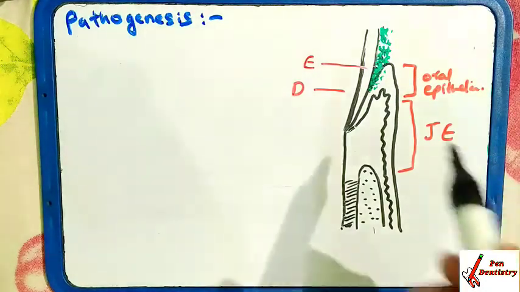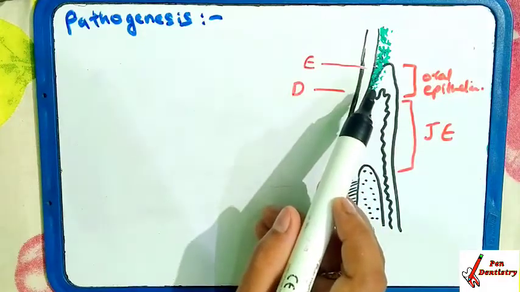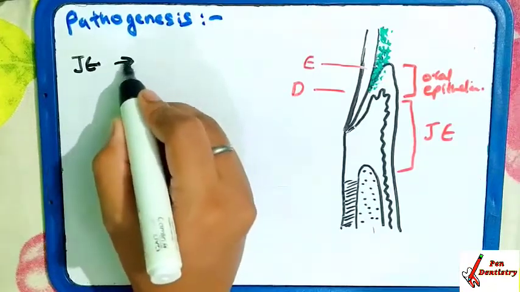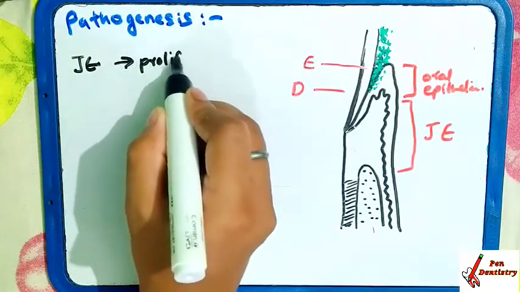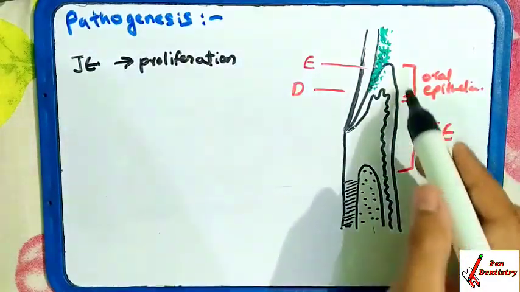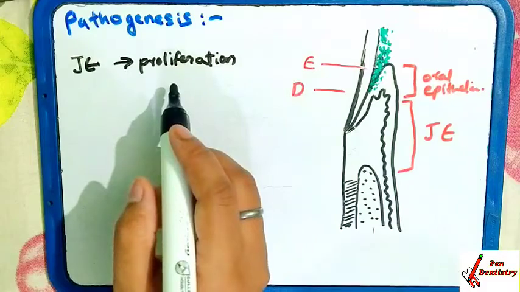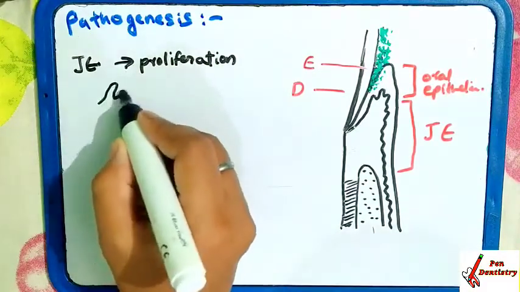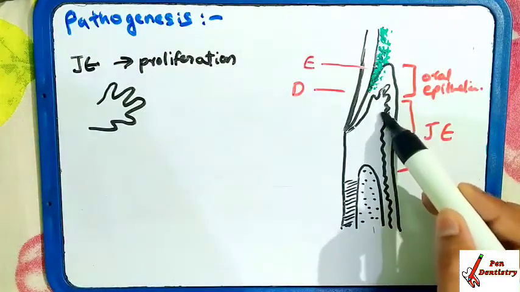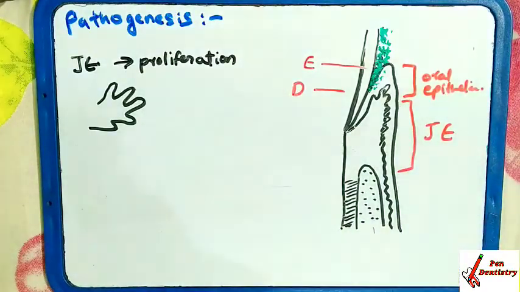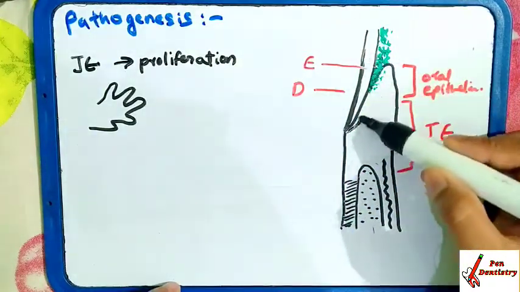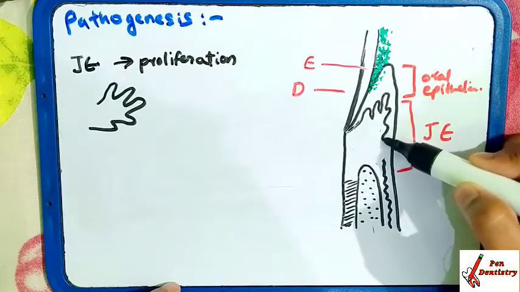When the bacteria reach the sulcus region, after that the junctional epithelium starts proliferating. The proliferation starts in the junctional region. Along the root, finger-like projections will be formed. As you can see, these finger-like projections are formed at the junctional region during the time of proliferation.